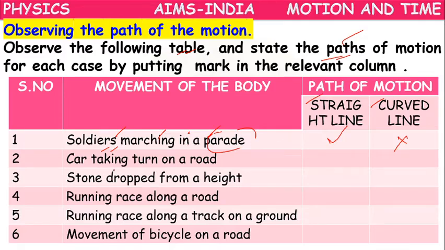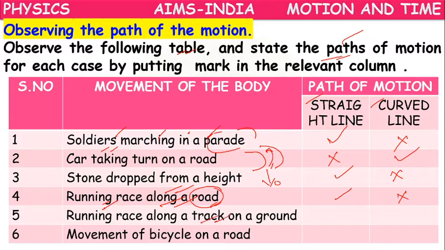A car is taking a turn on a curved road. So it is not a straight line, it is a curved line. A stone dropped from a height moves in a straight line, not a curved line. Running a race along a road. Road means here we have to take it as a straight road. So running a race along a straight road is a straight line.